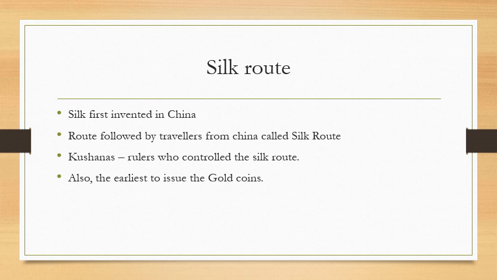Next we have is the Silk Route. Silk was first invented in China around 7,000 years ago. Some people from China who went to distant lands on foot, horseback and on camels carried silk with them. The paths they followed came to be known as the Silk Route.